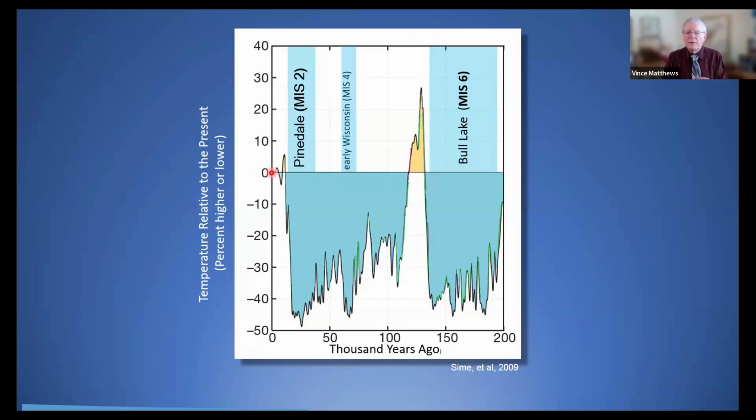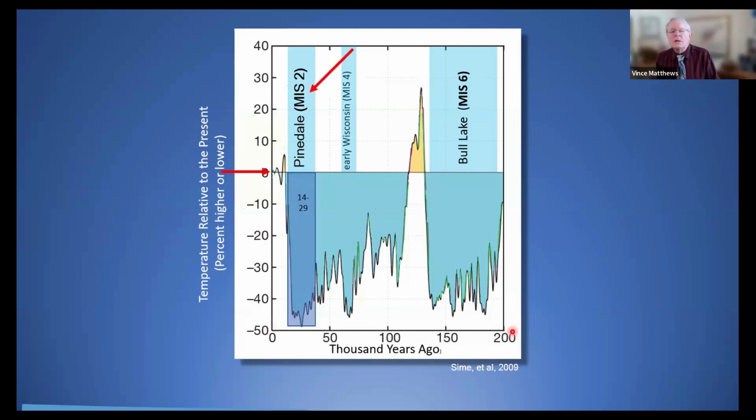Of course, now I flipped it on you so that today is on the left side of the chart instead of the right side of the chart. And this is going back about 200,000 years. And this is the period of time that we see glaciation evidence in Colorado.